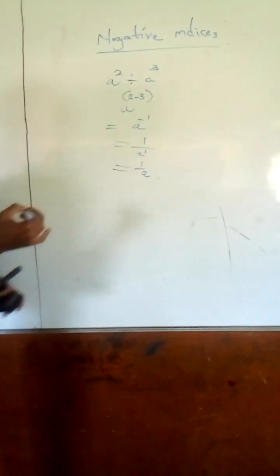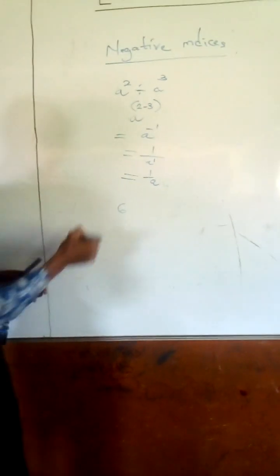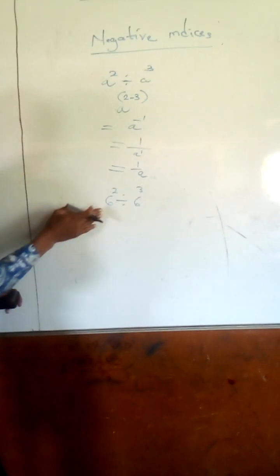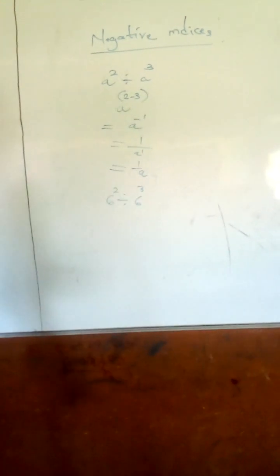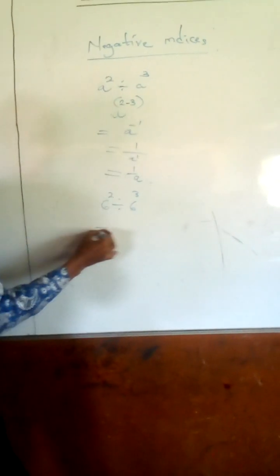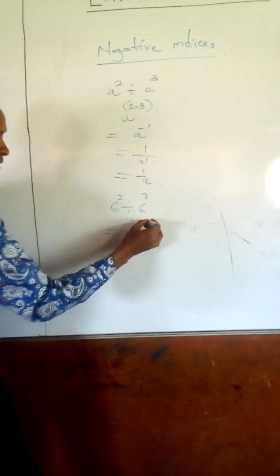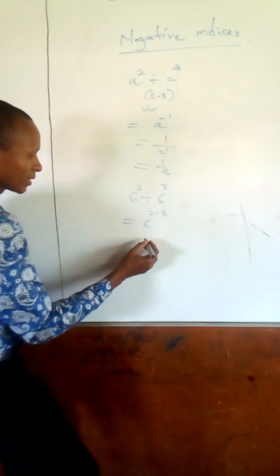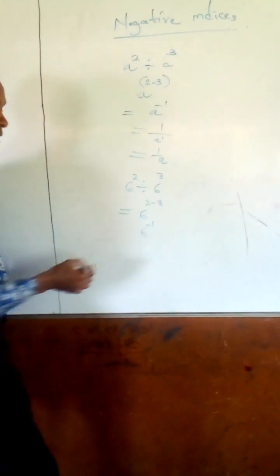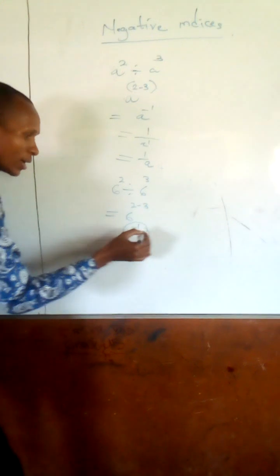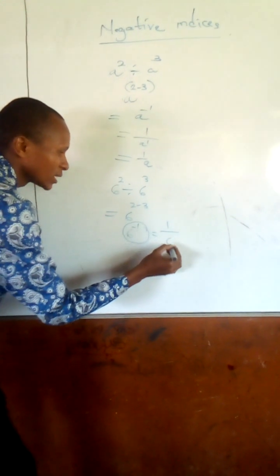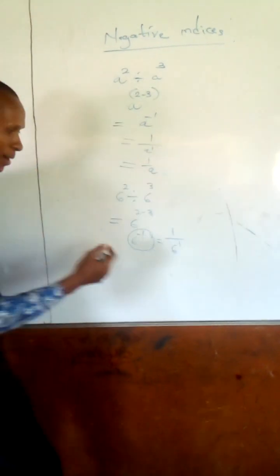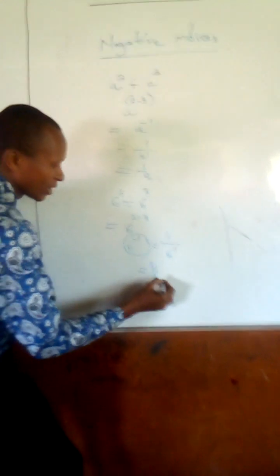For example, given 6 raised to 2 divided by 6 raised to 3. The bases are the same, so take one of the bases, and it will be the same as 6 raised to 2 minus 3. This is the same as 6 raised to negative 1. Now, for us to do away with this negative, introduce 1: just say 1 all over 6 raised to 1. And we know that a number raised to 1 is equal to that number. So our answer will be 1 all over 6.